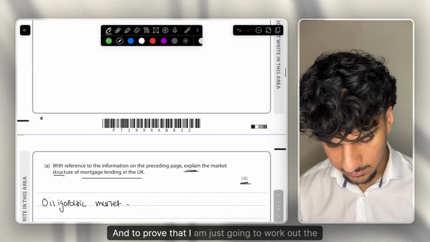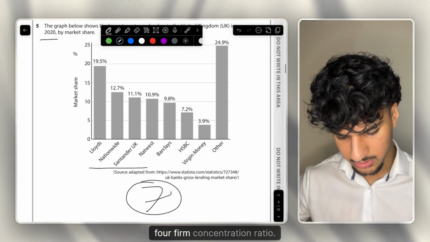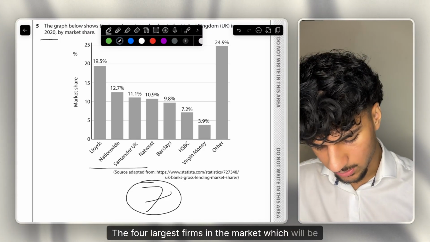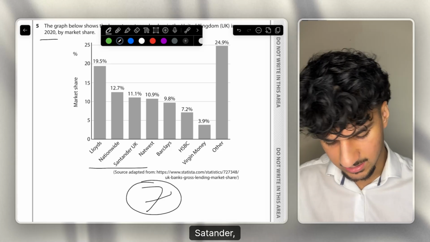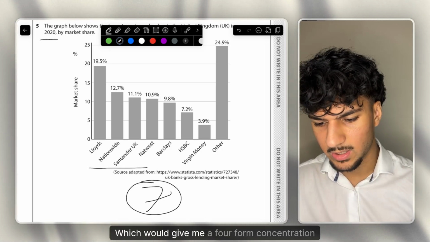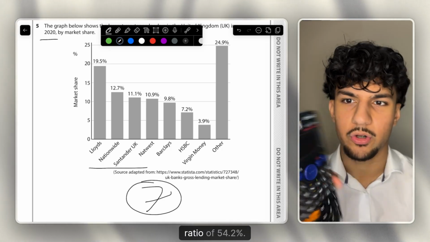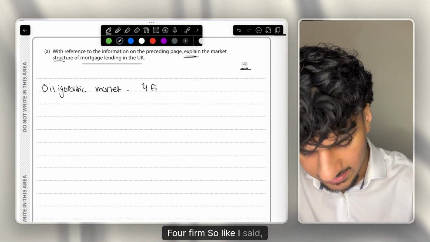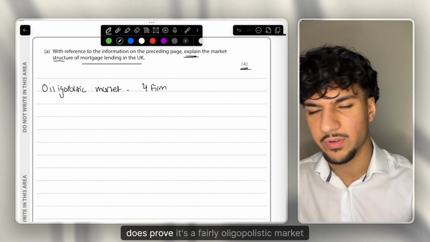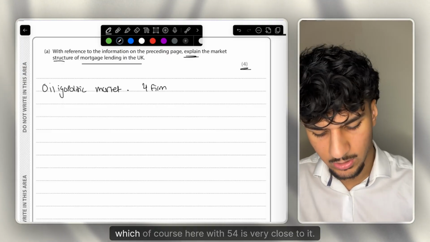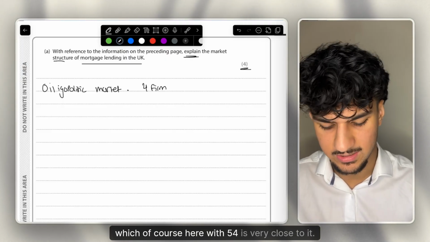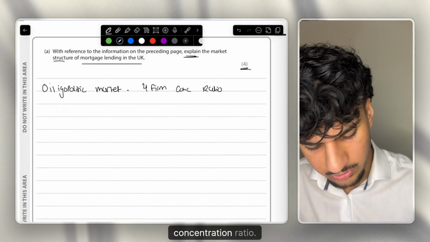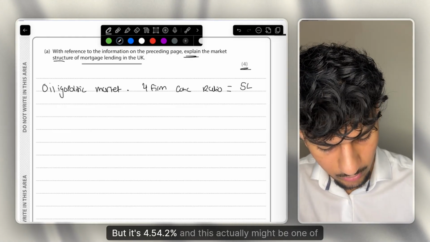And to prove that, I am just going to work out the 4-firm concentration ratio. What is the 4-firm concentration ratio? The 4 largest firms in the market, which would be Lloyds, Nationwide, Santander, and NatWest, which would give me a 4-firm concentration ratio of 54.2%. So I'm going to write that down. Like I said, anything around 60% does prove it's a fairly oligopolistic market, which of course here with 54% is very close to it. In the exam you write concentration ratio, but it's 54.2%.